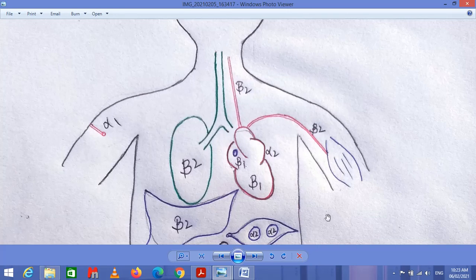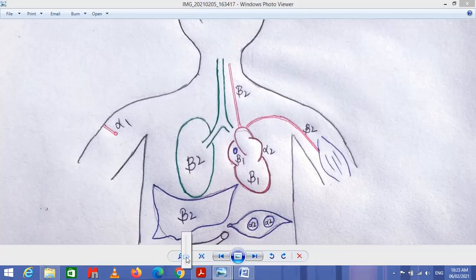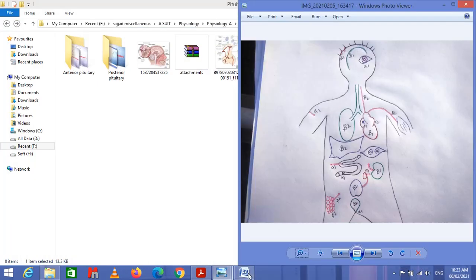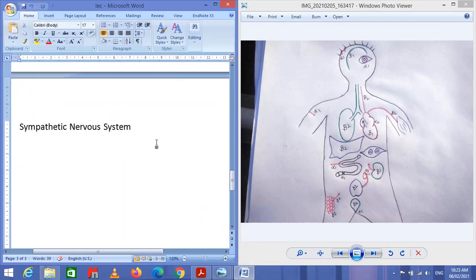Before going to the detail of other receptors which are present inside the body, I'm going to tell you some background of the sympathetic receptors. The sympathetic nervous system is also called the triple F system. The triple F system represents the three words: fight, fright, and flight. The sympathetic nervous system is stimulated in these three conditions.